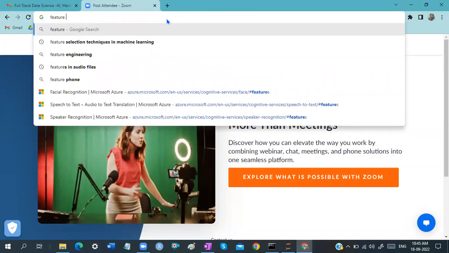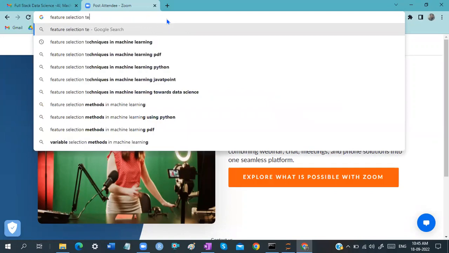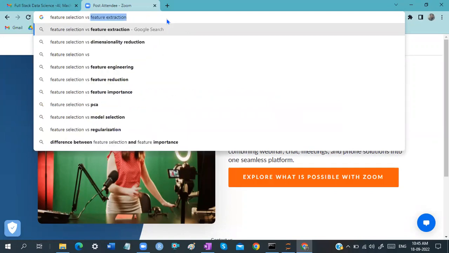Whenever you use my browser, my history is all about data science, because 24 hours I work on these data science concepts only. Once I search feature, the feature selection technique in machine learning, as I said, it is feature selection versus feature extraction.